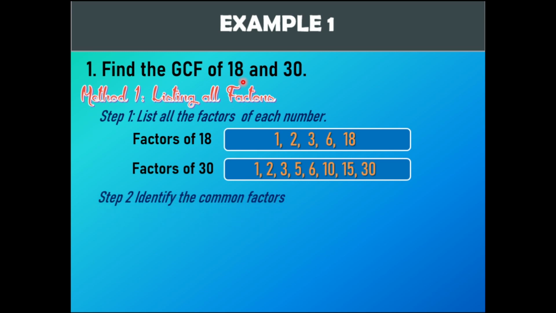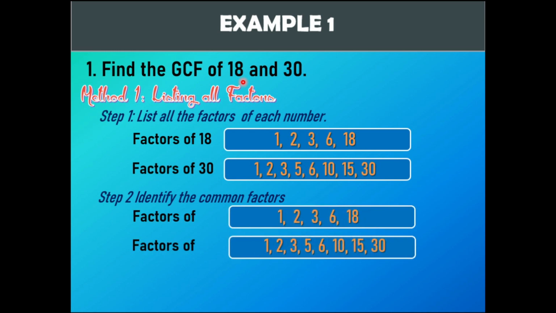Step number 2. Identify the common factors. In order to identify the common factors, let's compare the factors of each number. Let's circle the common factors. We have 1, 2, 3, and 6. There are 4 common factors of 18 and 30.